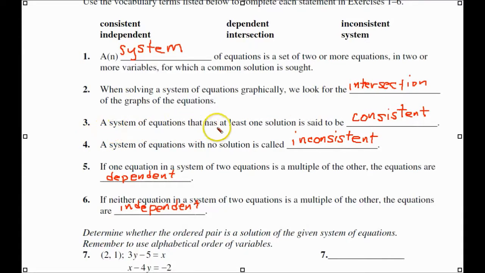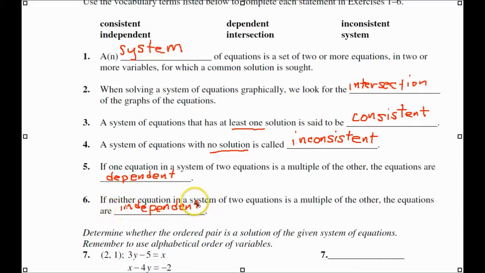So a system of equations that has at least one solution, we say is consistent. So that would be the one solution and the infinite number. And then if the lines were parallel, there's no solution. This is inconsistent. And if one equation in a system of two equations is a multiple of the other, that was when they're the same lines, we say they are dependent.